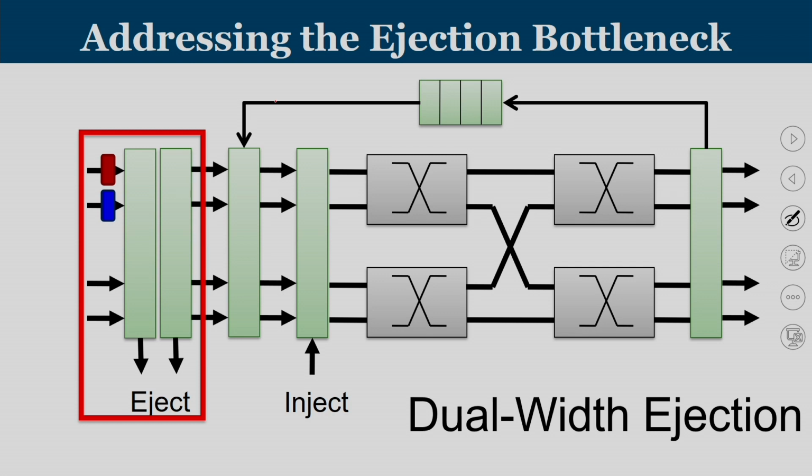We are going to have double ejection bandwidth. Whatever ejection unit we had previously, we are going to have one more unit after that. So, the first flit, the blue flit, gets ejected through the first eject channel and the red flit gets ejected through the second eject channel, and both happen in the same clock cycle. So, you are going to have a double ejection bandwidth channel. So, addressing the ejection bottleneck is done by dual-width ejection. That is the scenario that we are going to work on.